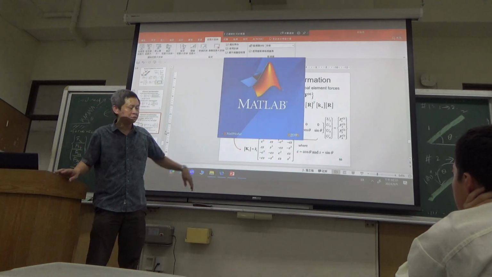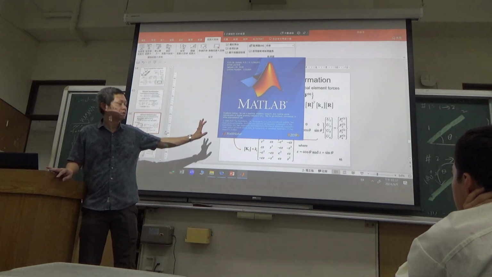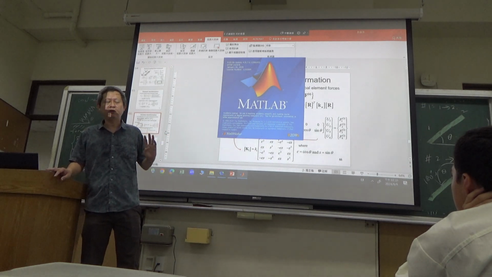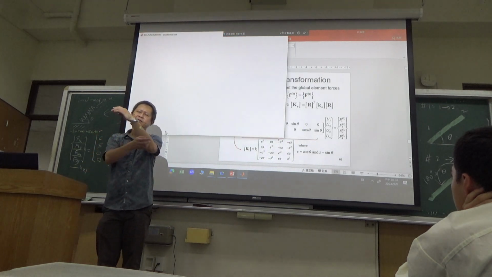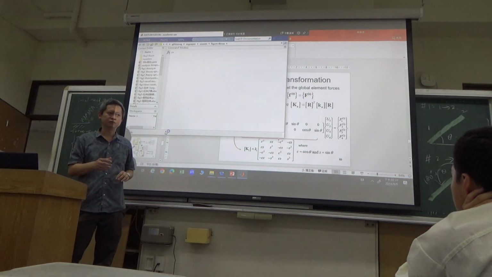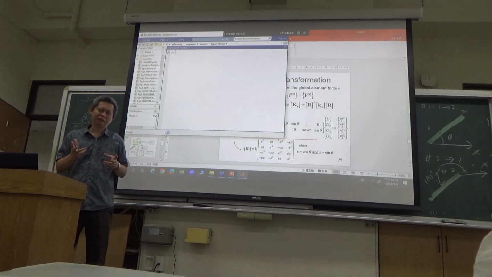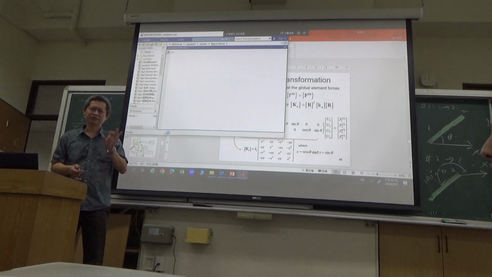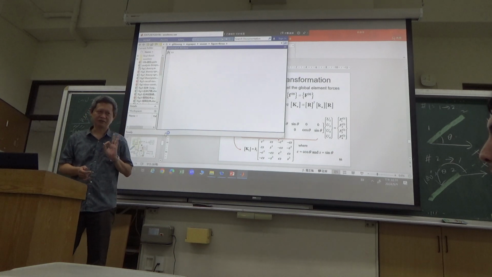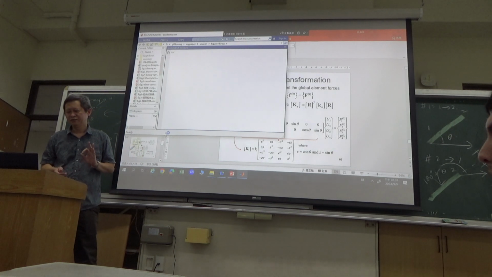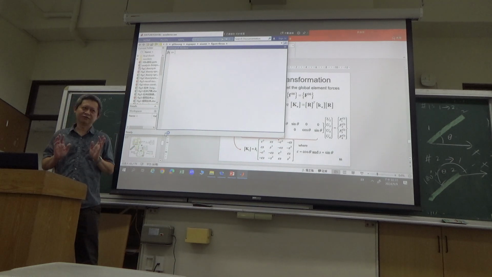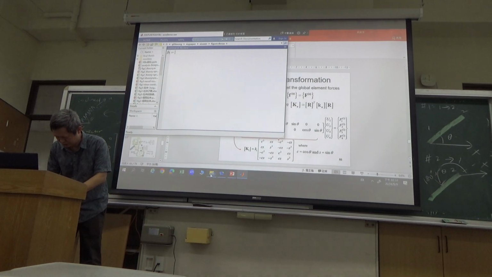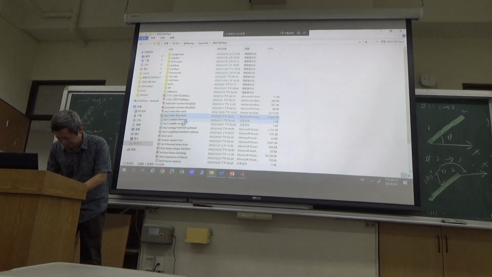The reason we start teaching you MATLAB is that for truss elements, 1D and 2D, you can solve by hand. But at the end of this course, we're going to ask you to solve a 2D triangle element. That is going to be 6 degrees of freedom. So by no means can you avoid handling matrices. So you had better do it early. Okay, we start from this.